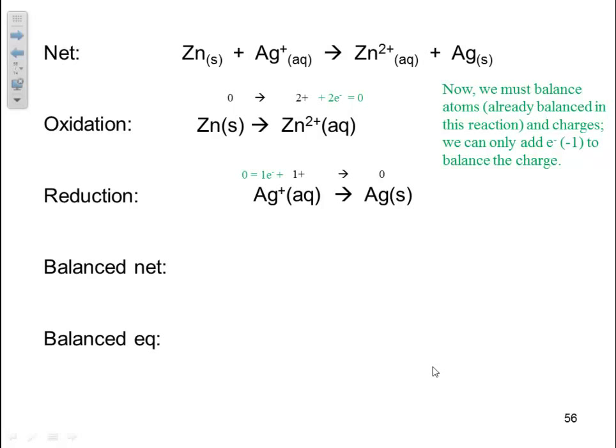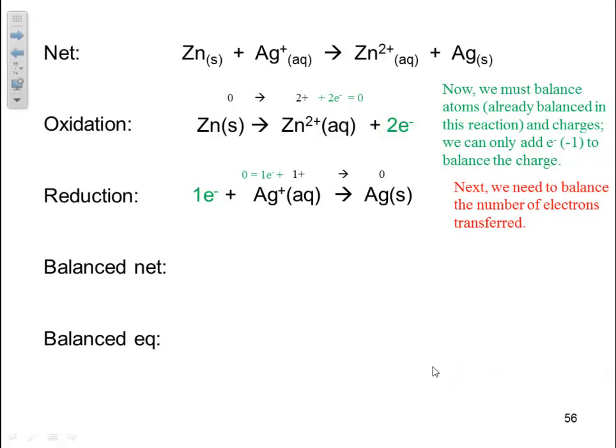Now note that it's not always 0. It could be +2 on both sides, etc. It just happens to be on this particular example that it went to 0. So that means I have 2 electrons on my oxidation side and 1 electron on my reduction side.